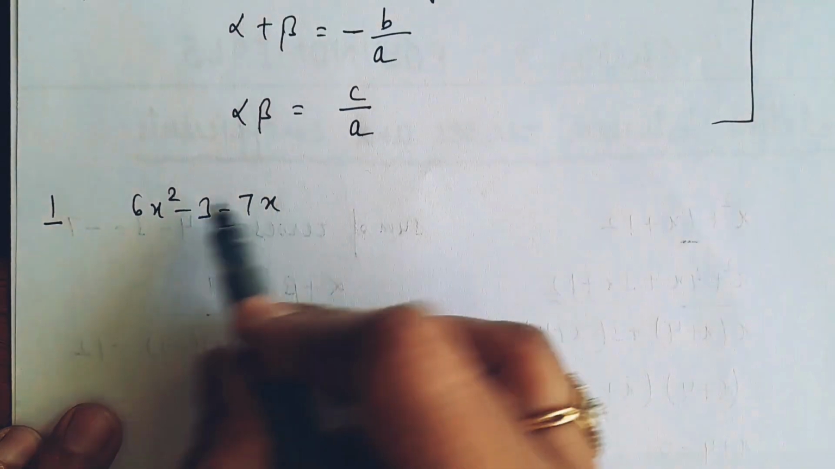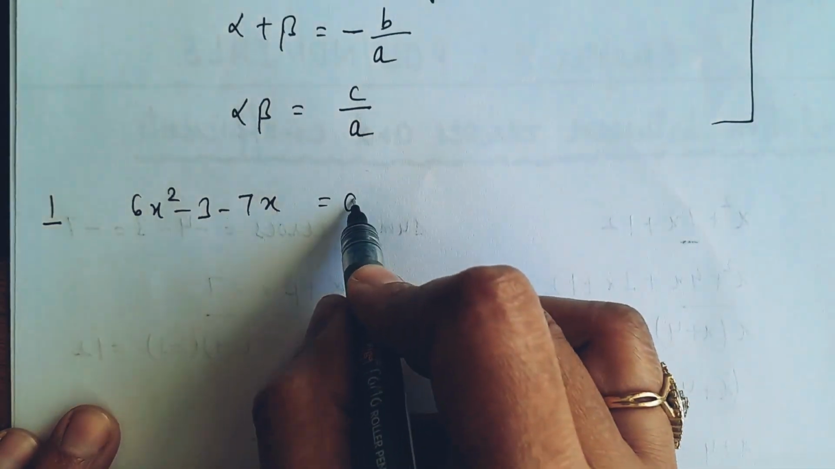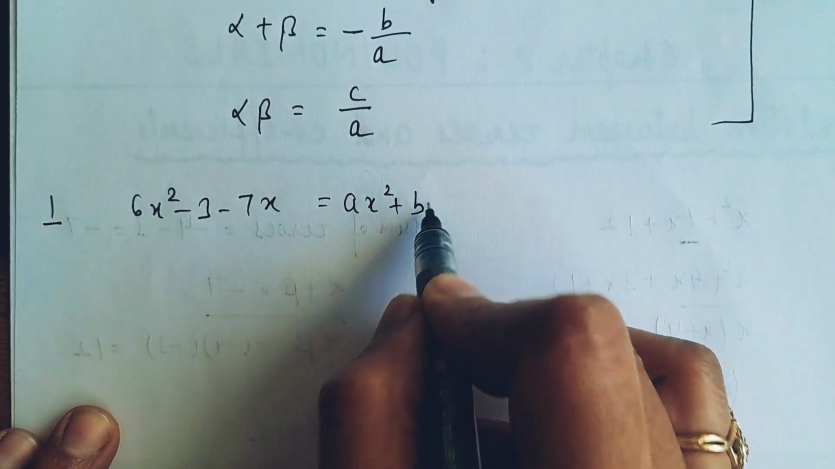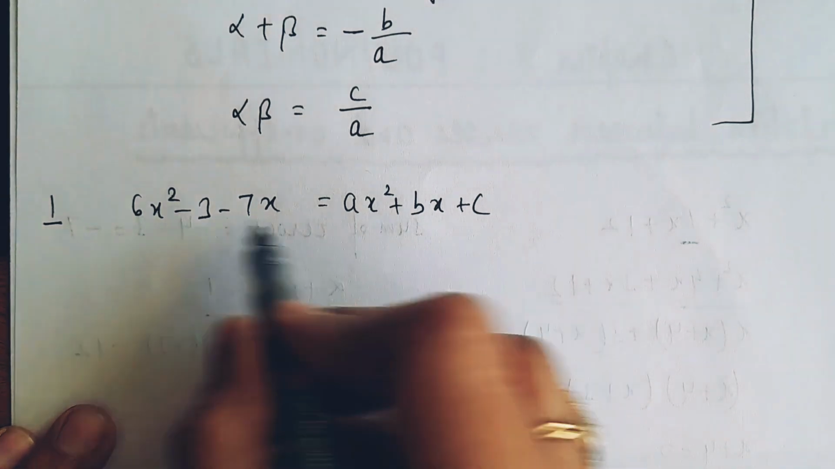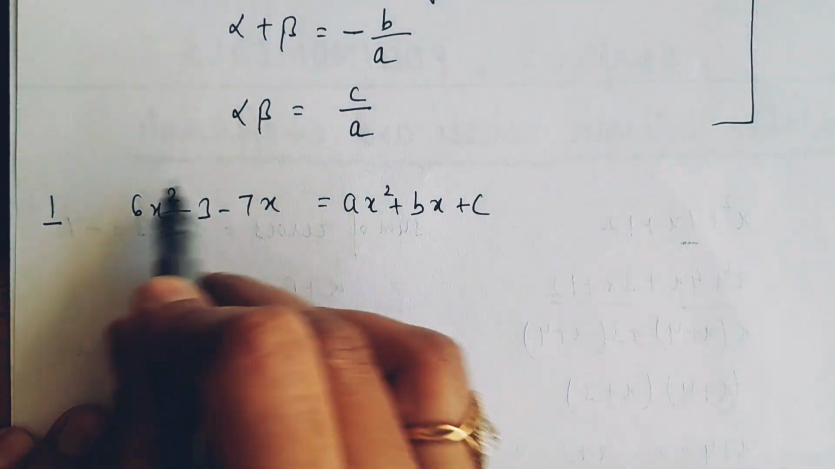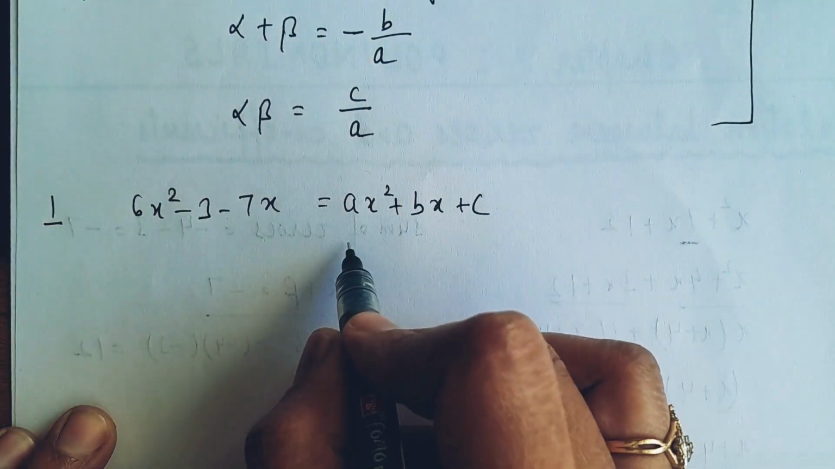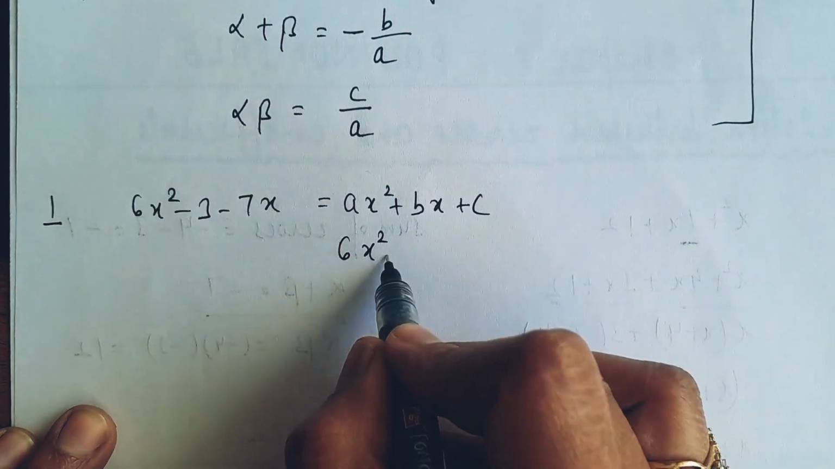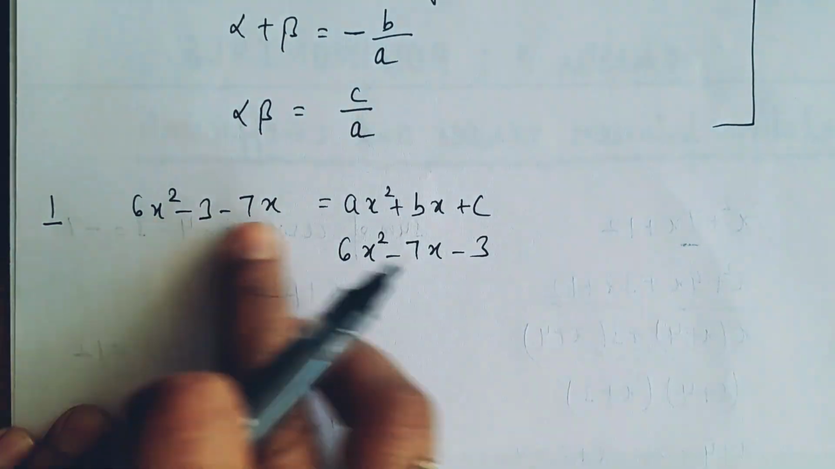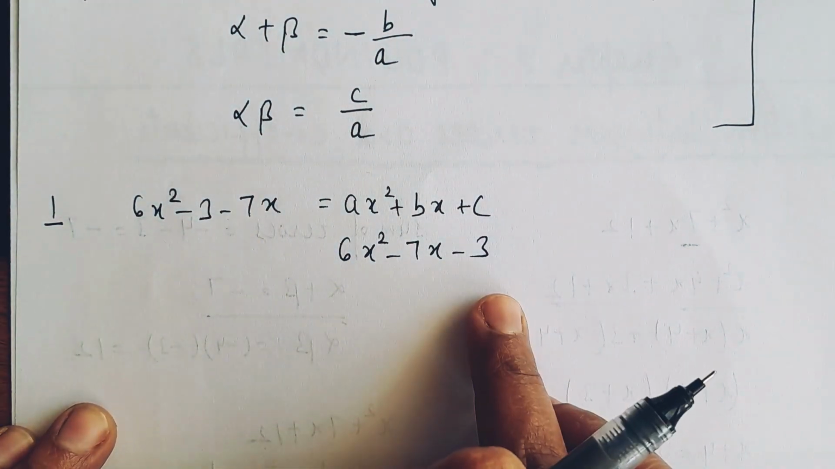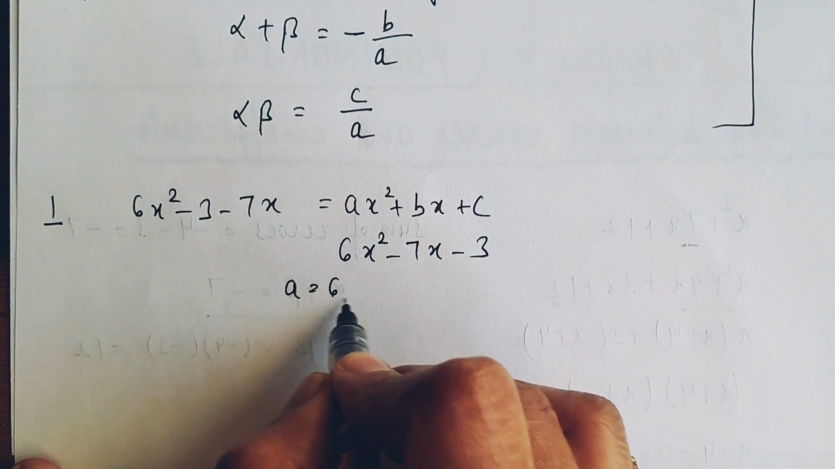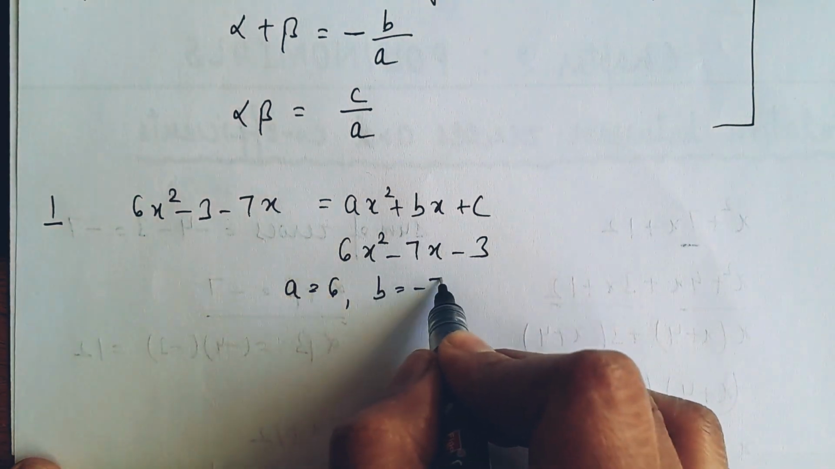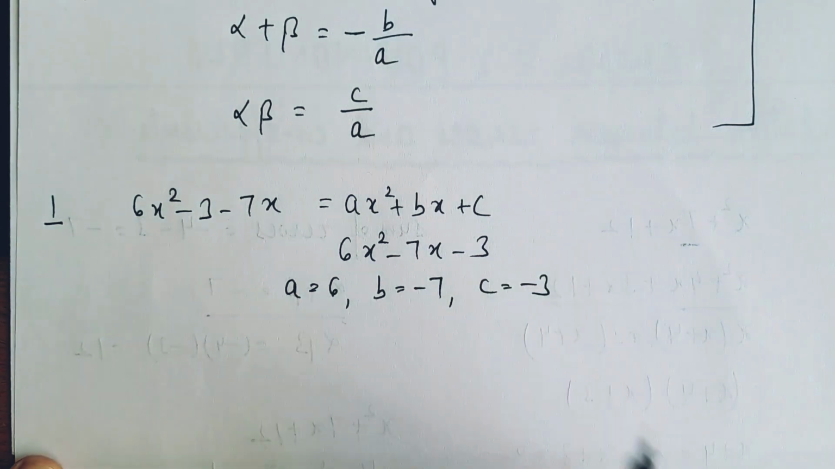Now you can see that it is not like the general term of the polynomial. General term of the polynomial is this, of a quadratic polynomial if we talk. So we will do the changes in this. We can write this like 6x square minus 7x minus 3. We have just changed the order of the terms, nothing else. So now this is the polynomial. So you can compare. Value of a is 6 here, b is minus 7, and c is minus 3.